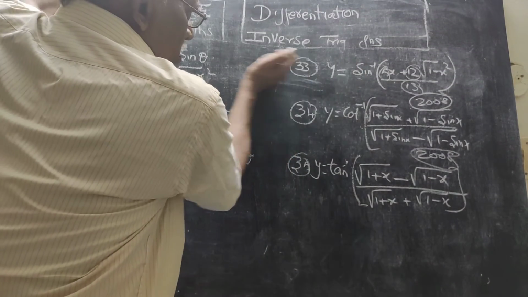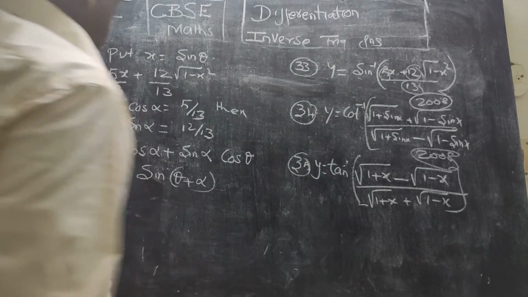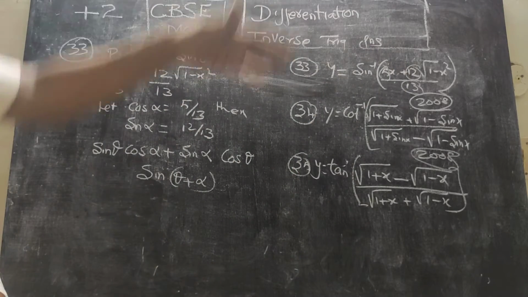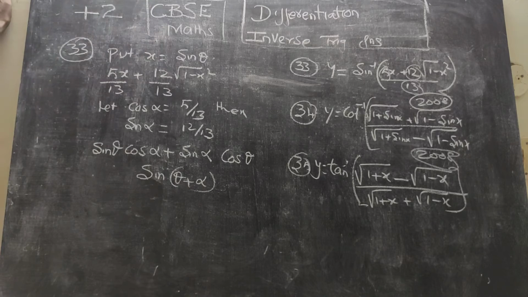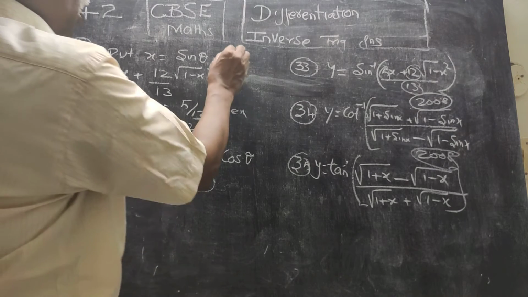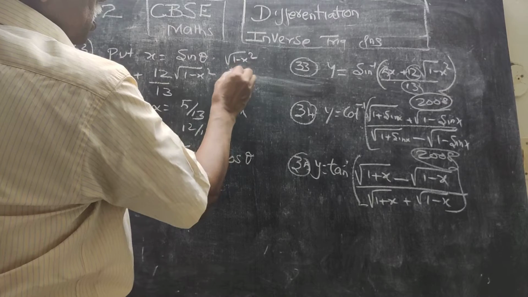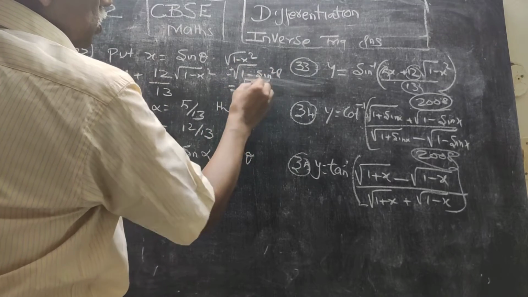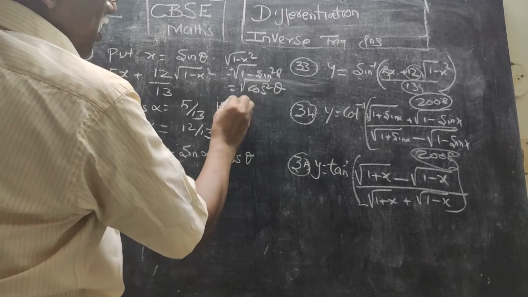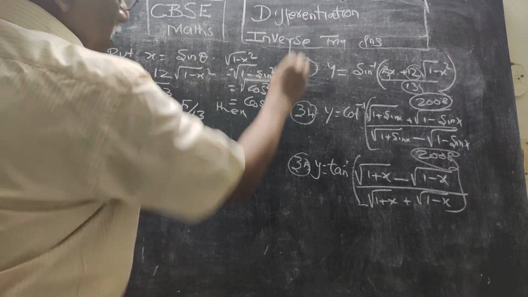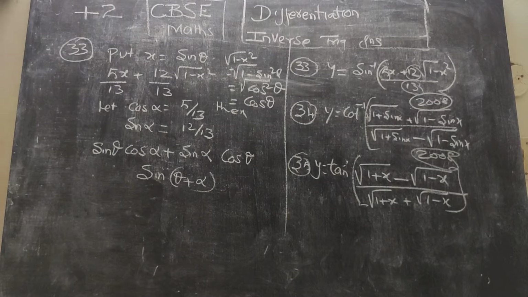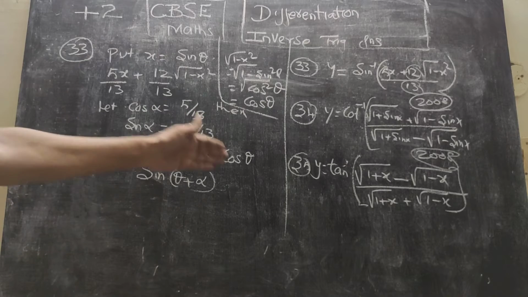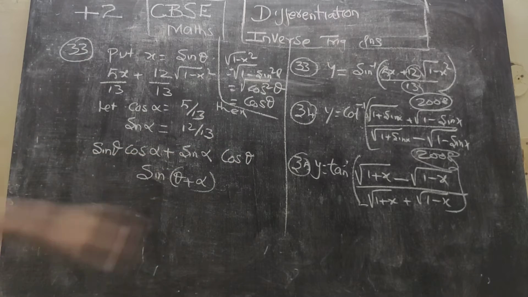So what we are doing is, put x equal to say sin theta. Sin inverse is there, I want sin theta, so I am putting x equal to sin theta. But then what will be root of 1 minus x square? That is root of 1 minus sin square theta, so root of cos square theta, that is cos theta. This part I have not shown, you can understand that, so I have simply taken it as cos theta here. So put x equal to sin theta first.